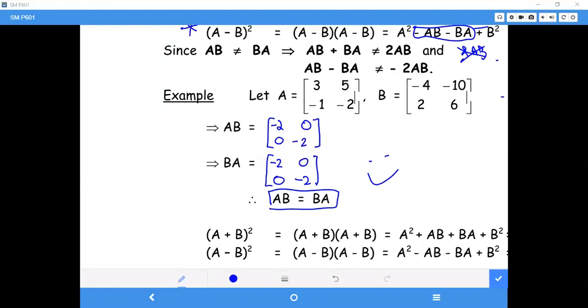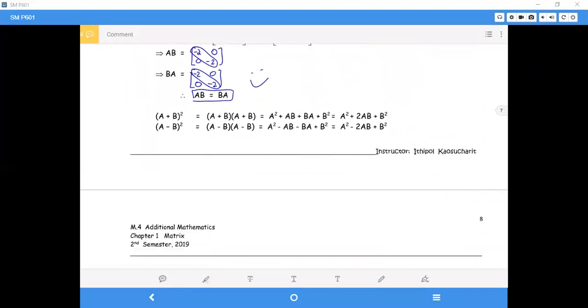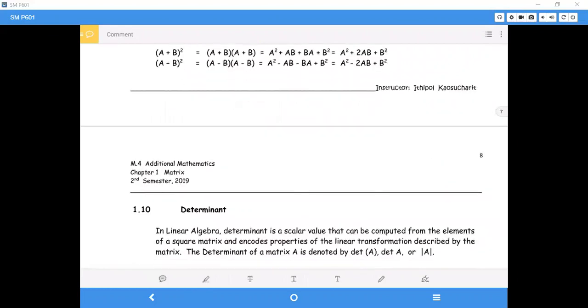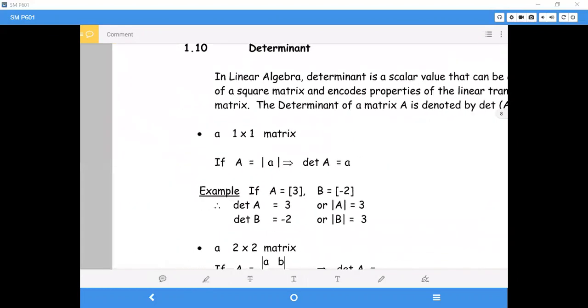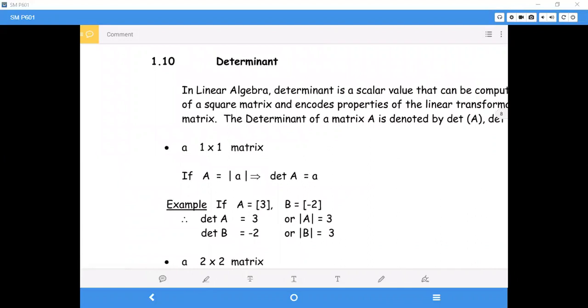Hey, and one thing I tell you, if AB is equal to BA, you will always have, you know what, this one, a diagonal matrix. The result will always come out to be like the diagonal matrix. You can just observe them. Okay. Next topic is determinant.